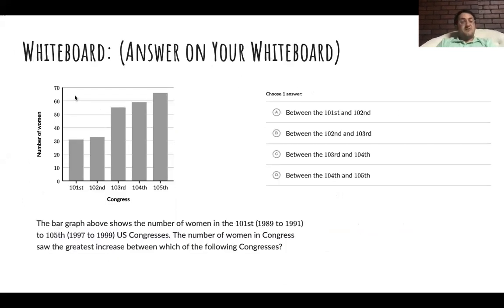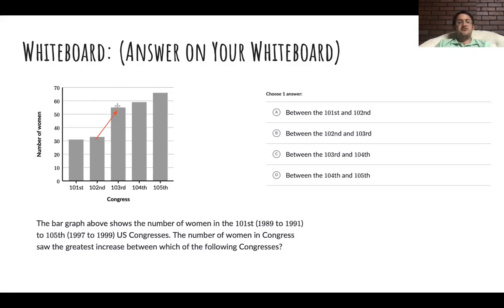All right, another problem. You could do this type of analysis with a bar graph as well. This is showing the number of women in Congress. We have 2-year periods in Congress, so 1989 to 91, and then 97 to 99, and so on. It's the 105th Congress. Every midterm election is going to get you a new Congress. And the question is asking: the number of women saw the greatest increase between which years?